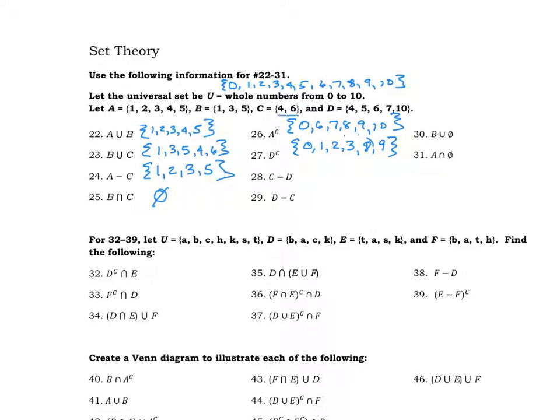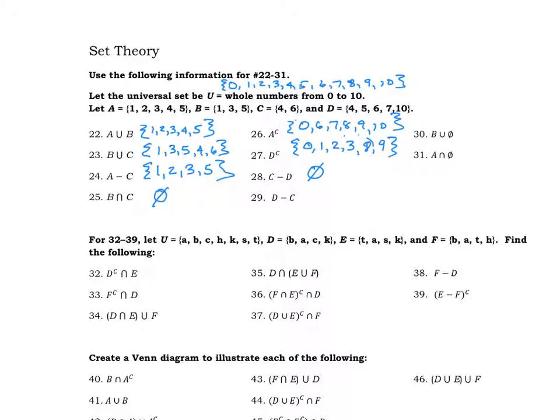All right, so set C, take away anything that's in D. Well, if I look at set C, I have 4 and 6. So D also has 4. D has 5, don't care because it's not in C. And D also has the element of 6. So that leaves us with nothing. So that's the empty set.